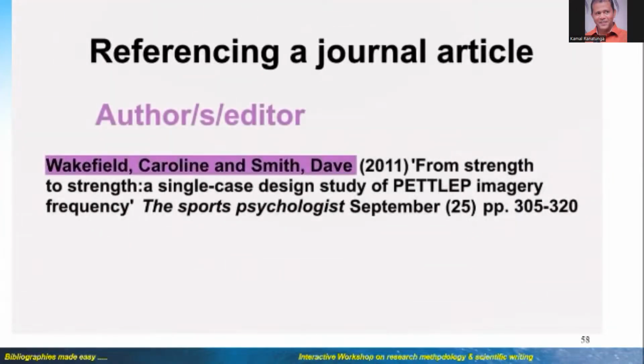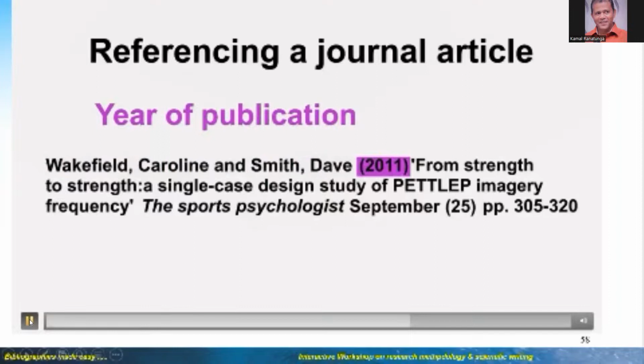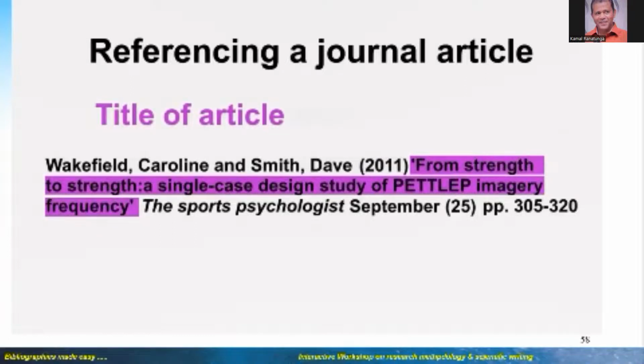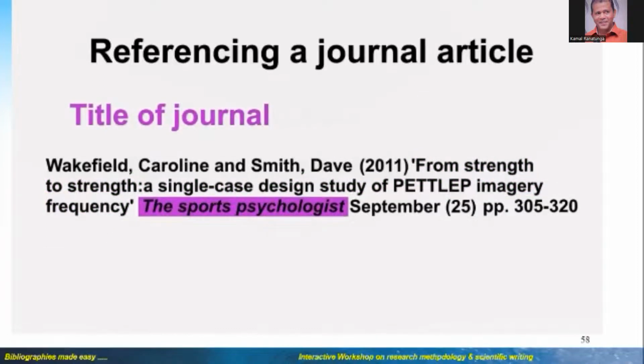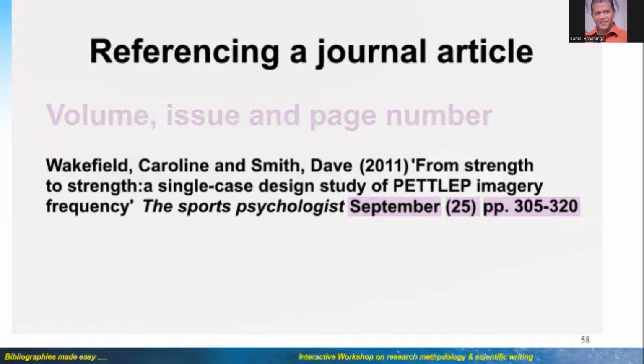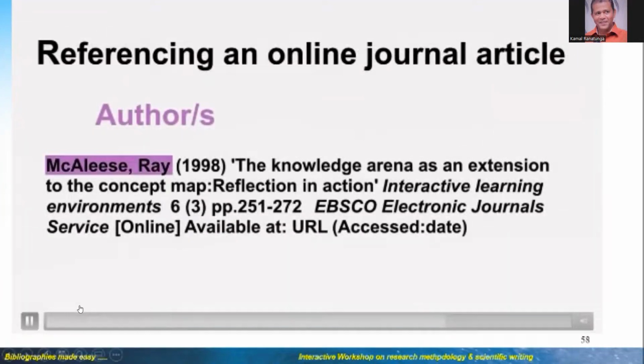If you used information from a journal in your work, then you need to write down the following: the author, the year of publication in round brackets, the title of the article in single quotation marks, the title of the journal in italics, bold or underlined, and the volume, issue and page numbers. If you used information from an online journal in your work, then you need to write down the following: the author.